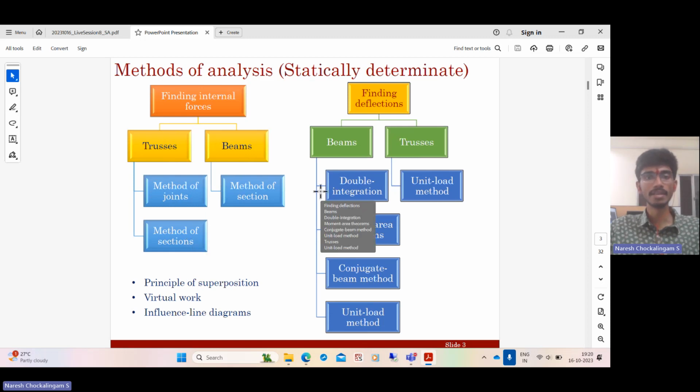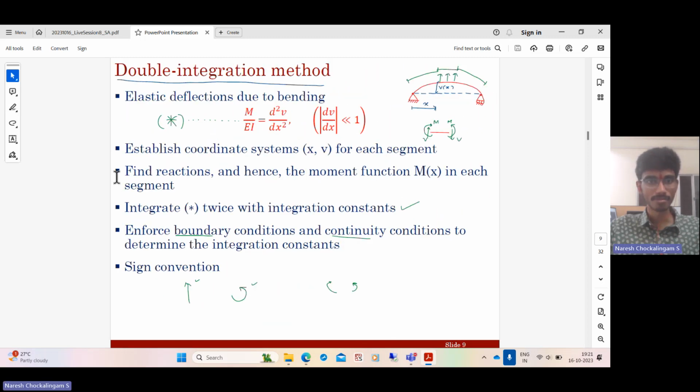So let us look at the methods available for analyzing beams. If it is a statically determinate beam, in order to find the deflections and the slopes at various points in the beam, we can use either Macaulay's double integration method. This is the double integration method. This is the moment curvature relationship. So the second derivative of deflection with respect to the axial coordinate is the curvature of the beam at a point, and that is related to the bending moment of that section as M by EI is equal to d square v by dx square. So this is a second order linear ordinary differential equation.